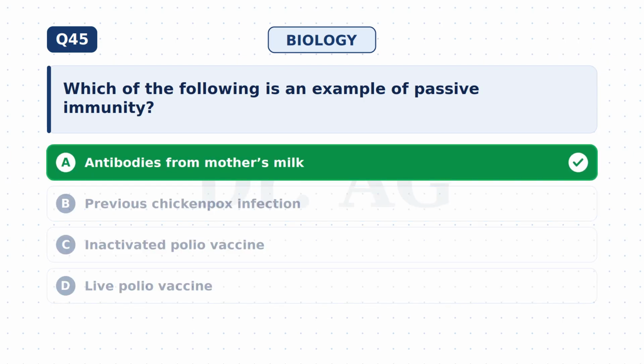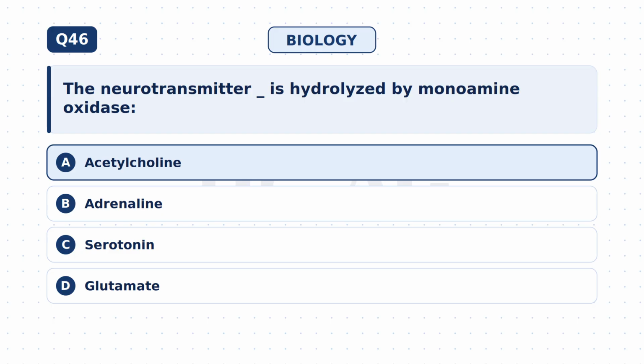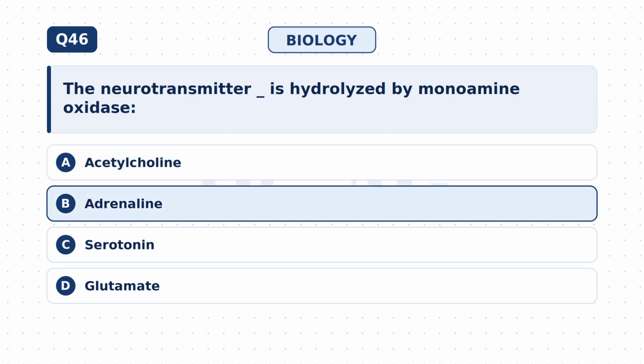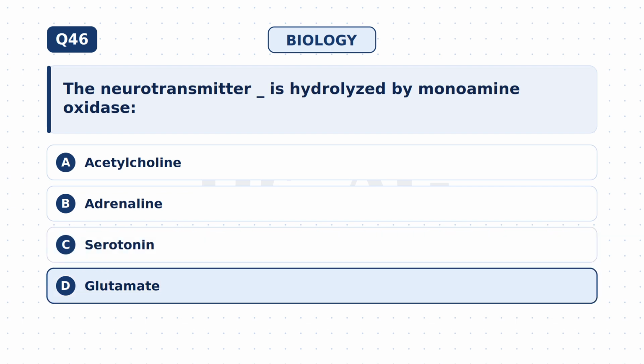The correct answer is A. Antibodies from mother's milk. Question 46. The neurotransmitter blank is hydrolyzed by monoamine oxidase. Option A. Acetylcholine. Option B. Adrenaline. Option C. Serotonin. Option D. Glutamate.